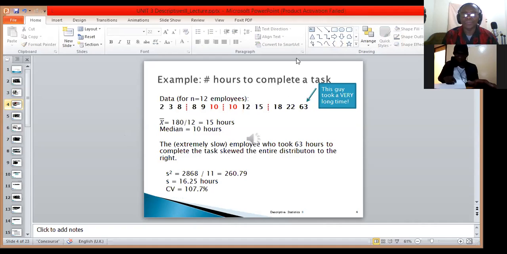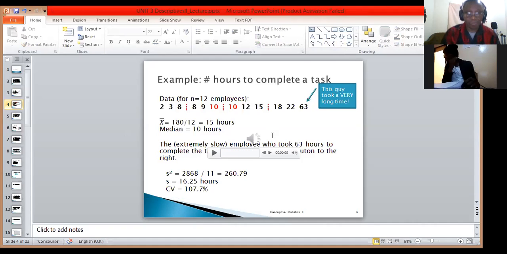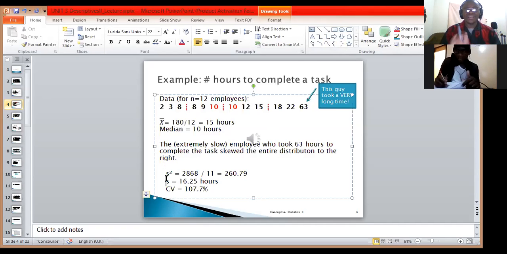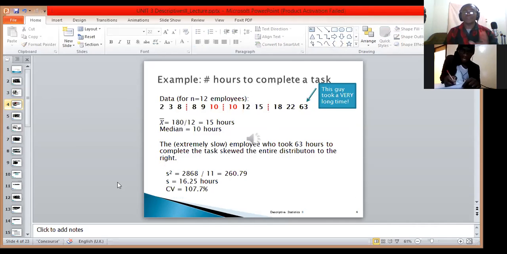The sign for summation is S? No, S squared is the variance. Exactly. Yes, I meant variance. Sorry.